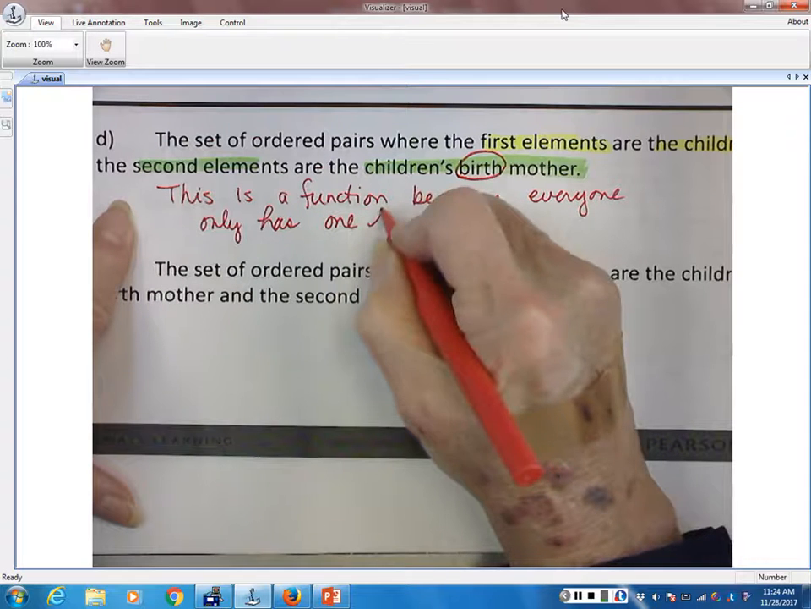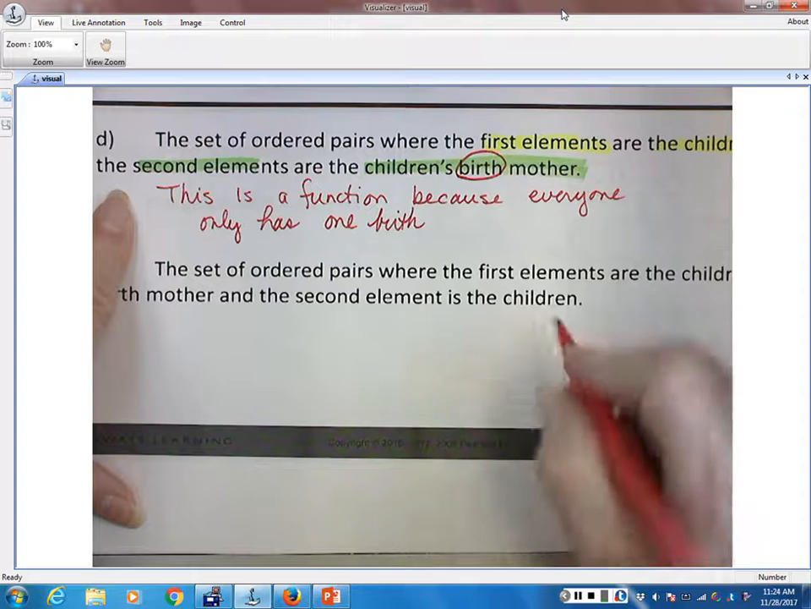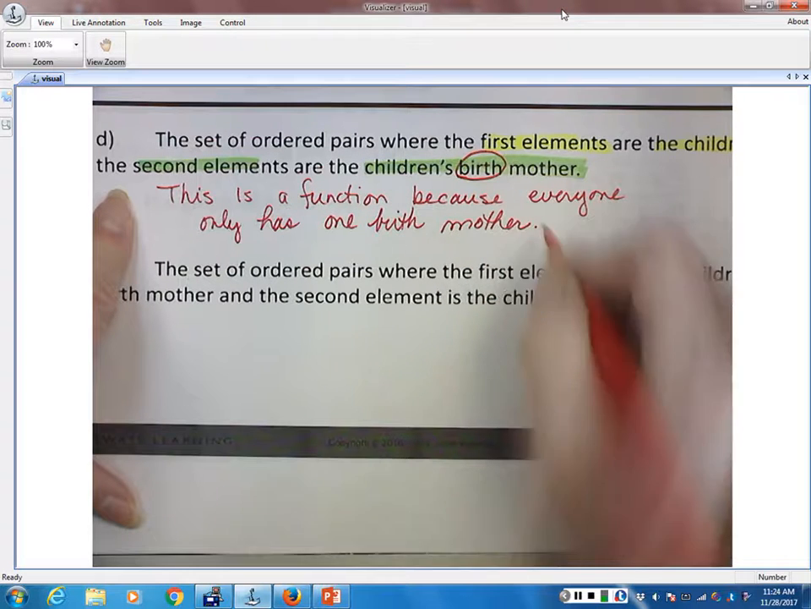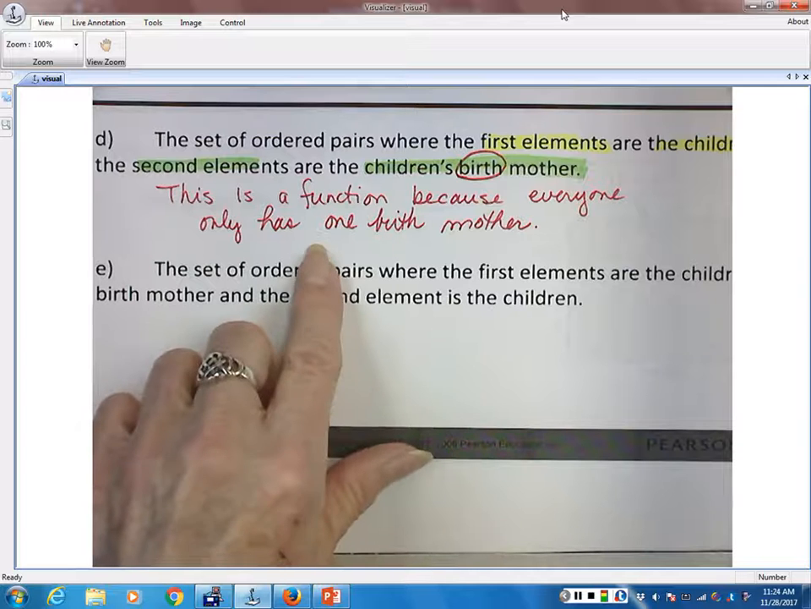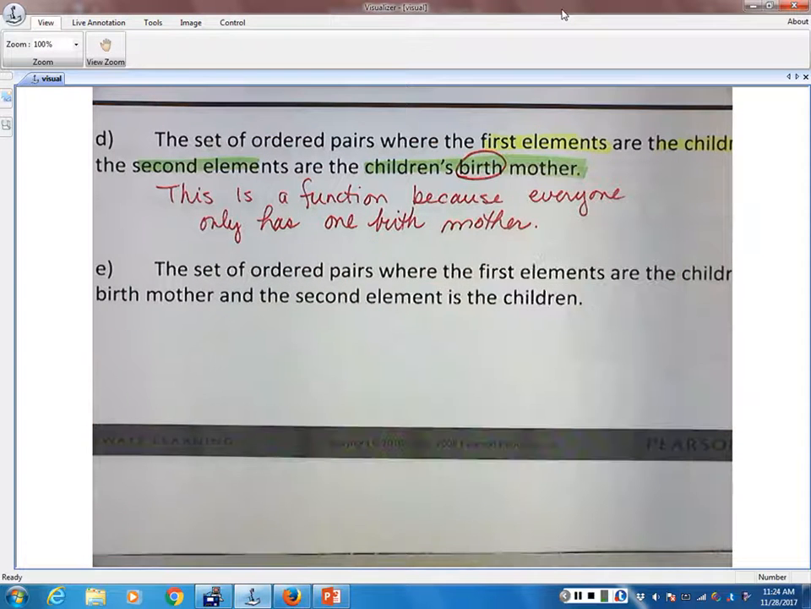Which one is that, Miss Flynn? D? That's D. Everyone only has one single birth mother. Are they backwards in the notes? Yeah. Okay, well, pay attention to the words and be sure that you put this with the correct one. So this is the one where it's the children and the mother. That's the way the ordered pair is written.